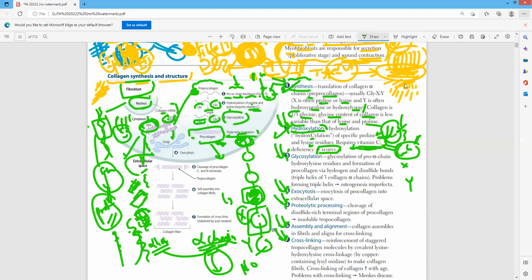Okay, and this is glycosylation. Glycosylation of the pro-alpha chain hydroxylysine residue and formation of what? Of pro-collagen via hydrogen and disulfide bonds. What is that? Via hydrogen.